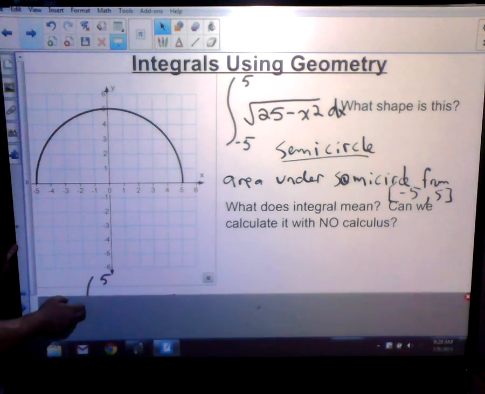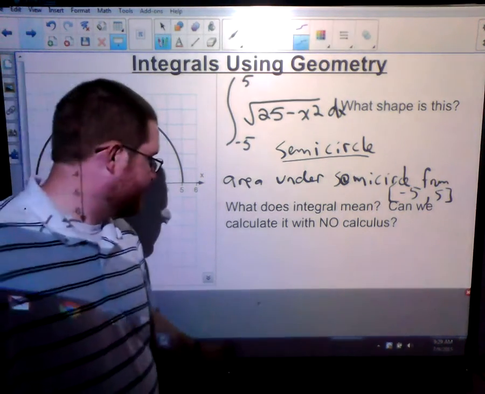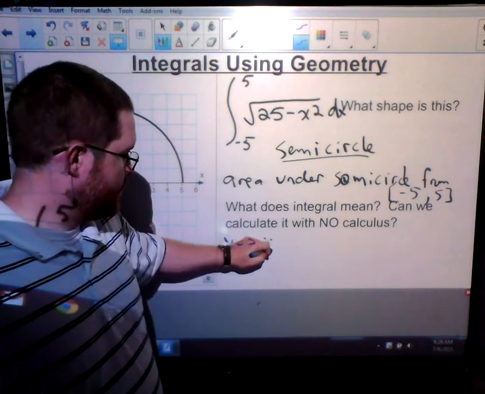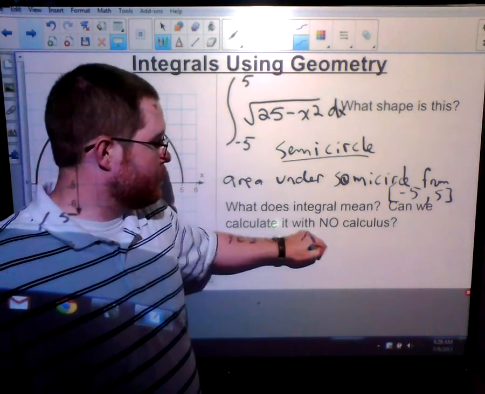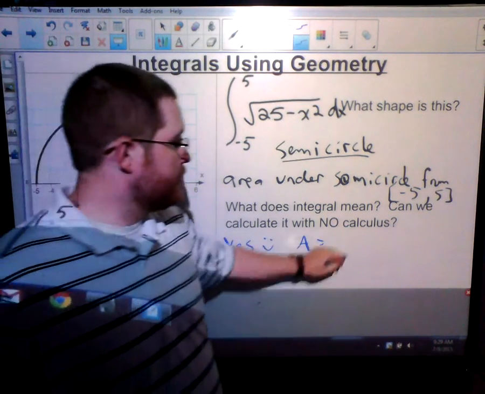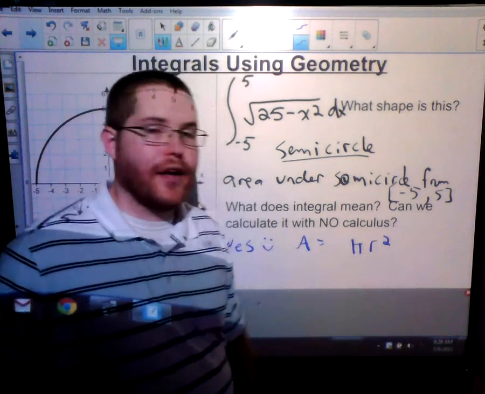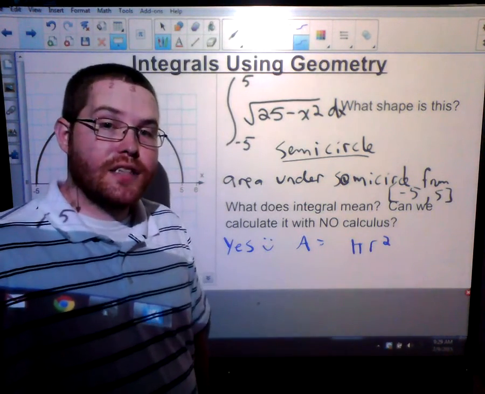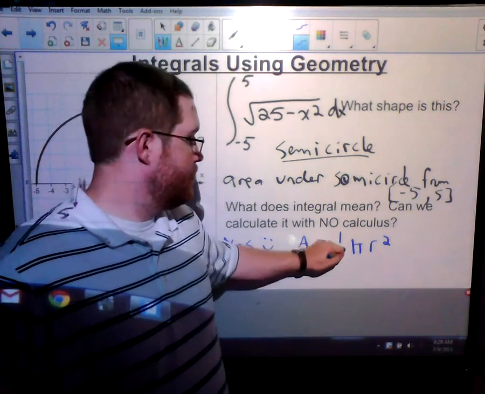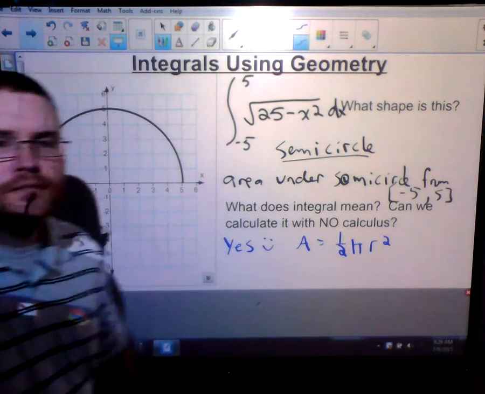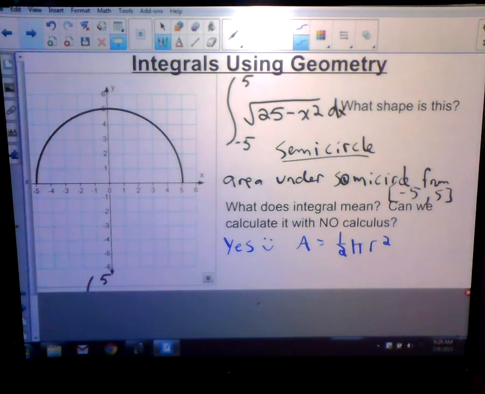Can we calculate it with no calculus? Yes. Because the area of a semicircle, well, what's the area of a circle? The area of a circle is pi r squared. You got to know that. So then what's the area of a semicircle? It's half that. Did you know the formula for the area of a semicircle? Probably not. But could you figure it out? Probably.